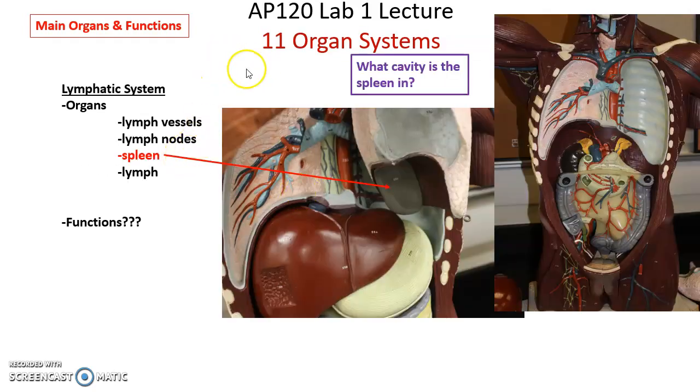All right, the lymphatic system. The lymphatic system is a collection of various structures, including the spleen, which is lateral to the stomach, so it fits in right here next to the stomach. It includes lymph nodes found throughout the body and lymph vessels that carry lymph fluid. And the spleen, for instance, is in the abdominal cavity.